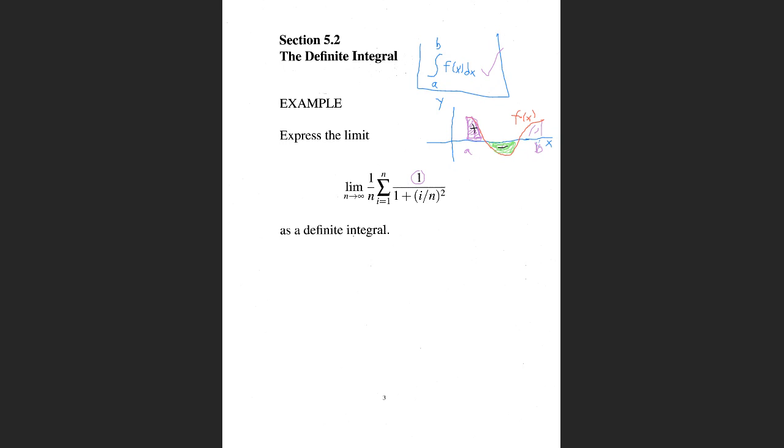And then you have area here, and that area is above the x-axis. So that area would be positive area. So what you're doing when you compute a definite integral is you're effectively adding up the positive areas and the negative areas and getting a net total of the areas.